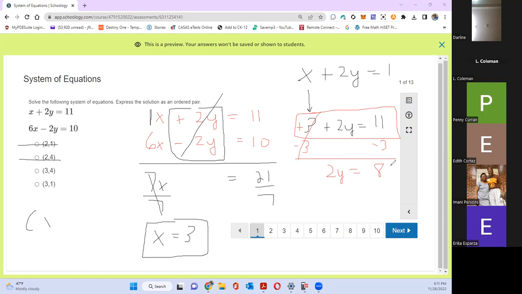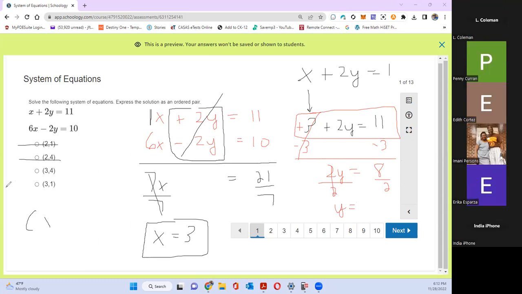What's our next step? Divide. Divide by what? 2. Divide by 2. Whatever we do on one side, we do to the other. What happens to the 2's on the left side? They cancel out, so we get y is equal to, what's 8 divided by 2? 4.